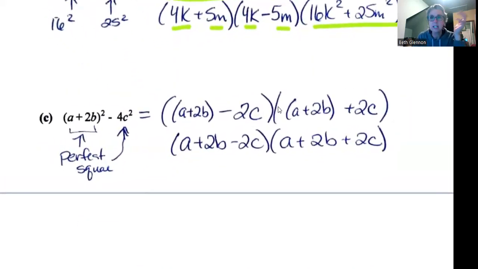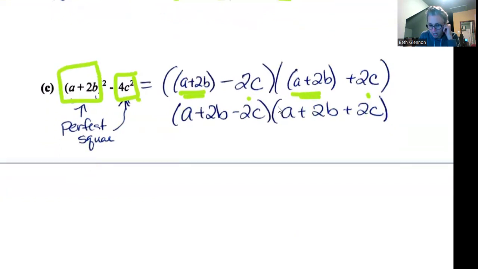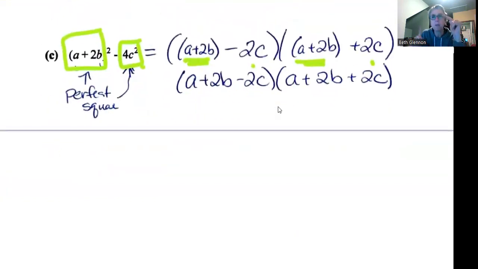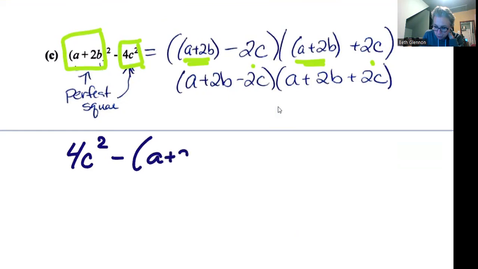Okay. Noticing this last one, C, this is where we really have to put our thinking caps on. You've got one perfect square here, and this is a perfect square. So what you're going to do is break it up. You take the square root of the first term and the square root of the second term and put them here and here. One's a positive, one's a negative. I kind of would like the problem better if it was written as, say, 4c squared minus the quantity a plus 2b squared, because then I'd really have to focus on distributing the minus sign.